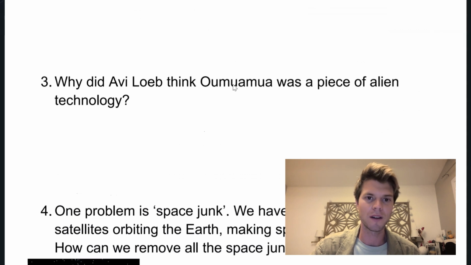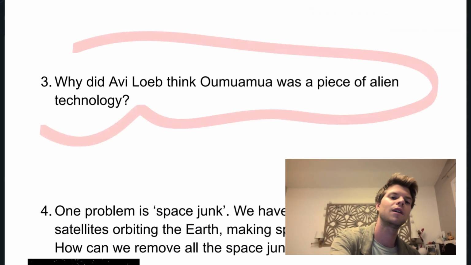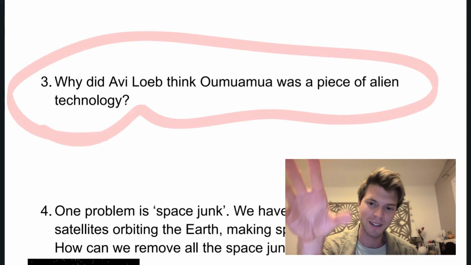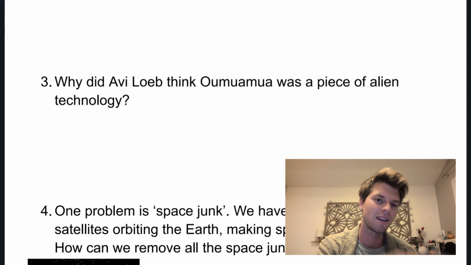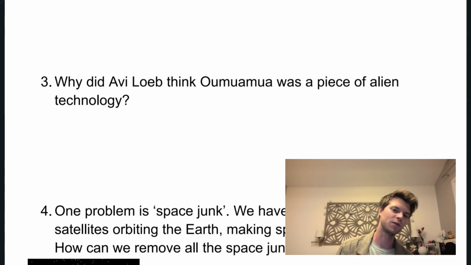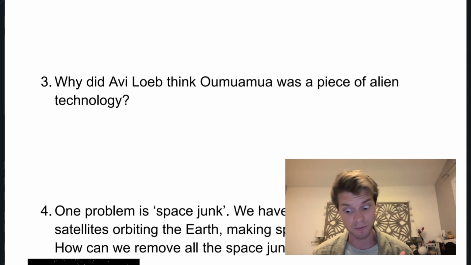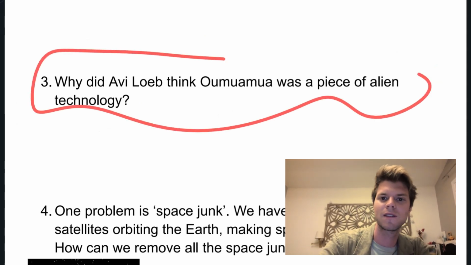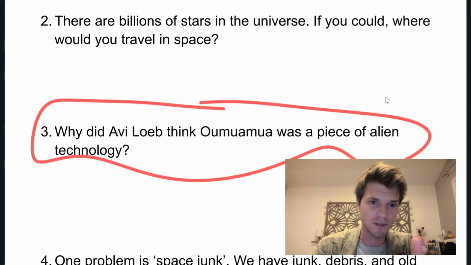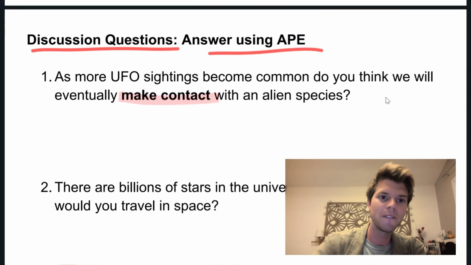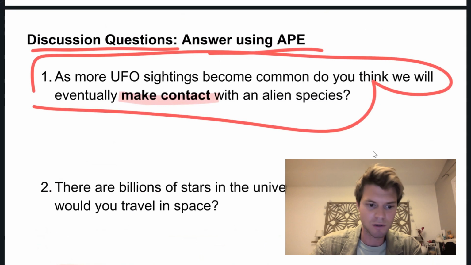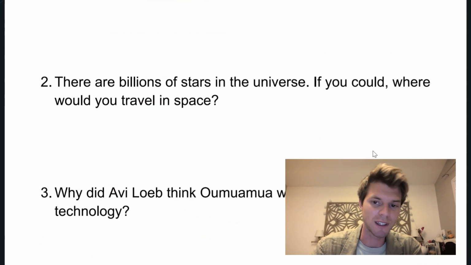Why did Avi Loeb think Oumuamua was a piece of alien technology? That is a question that requires you to go back to the reading and to scan the reading so you can answer that. And this is a very important one because when you're using APE and the question is about the reading, you want to use evidence from the reading. So this is a question that uses APE, but it's about the reading, so you need to use the text to prove your answer. This is a question about your opinion, so you can use APE, but just talk about your opinion. You don't need to search the reading too much.